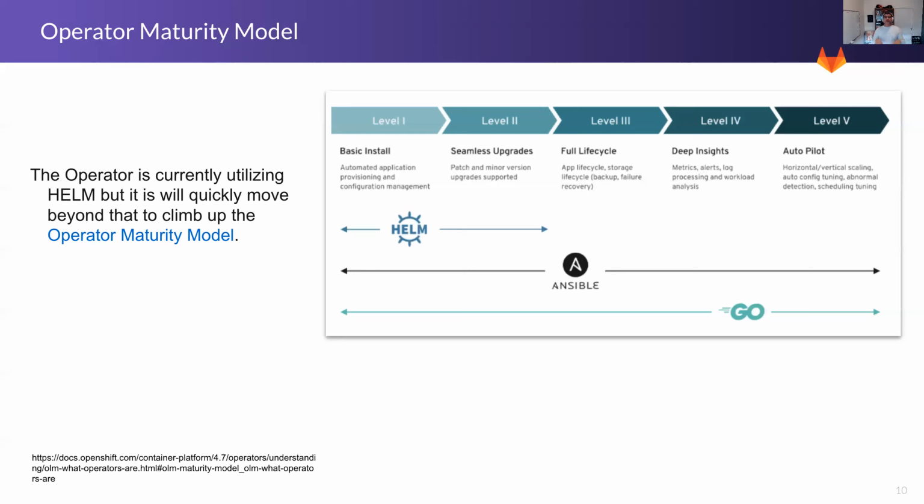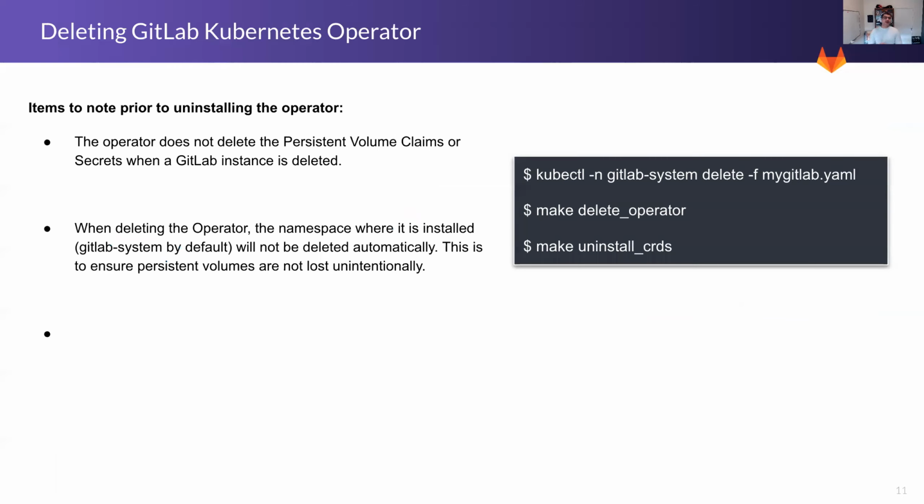Again, to make it clear, up to the date of this recording, GitLab operator is using Helm charts, so it is supporting today level 1 and 2, or maybe partially level 2, of the maturity model. So deleting Kubernetes cluster things, and I'm sure this list will maybe grow as we move forward with the GitLab operator development in GitLab, but it's important to remember that deleting the GitLab operator takes these 3 steps, by the way.